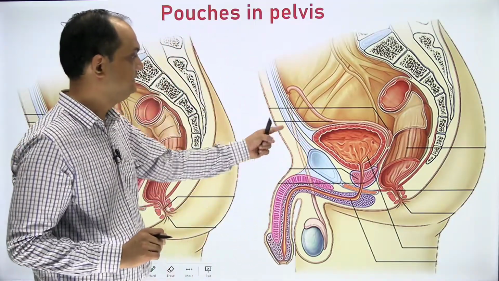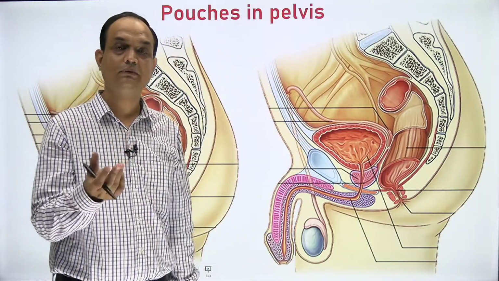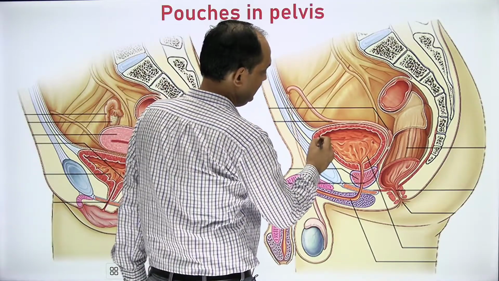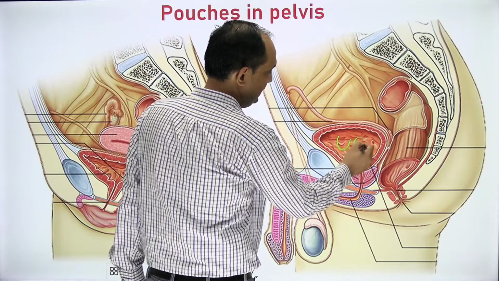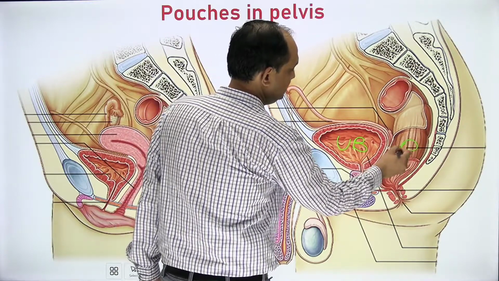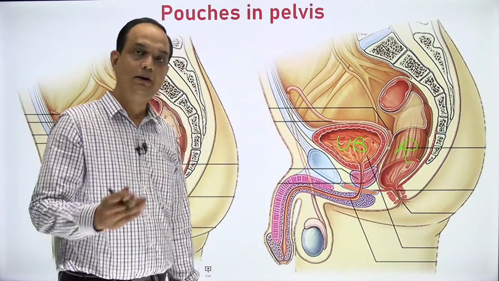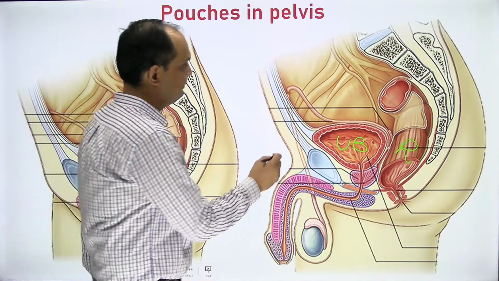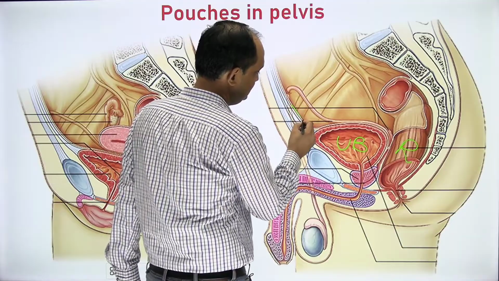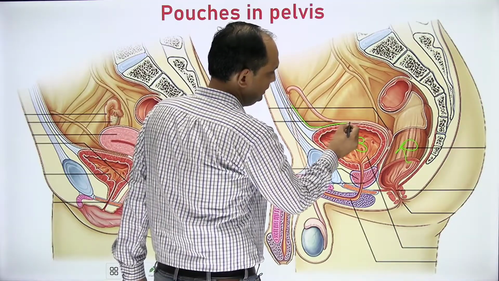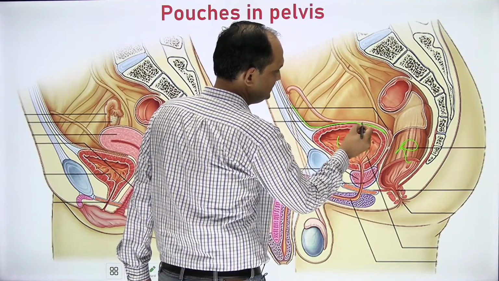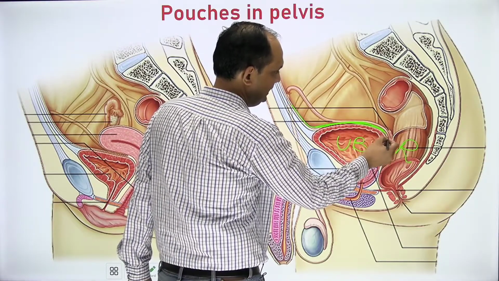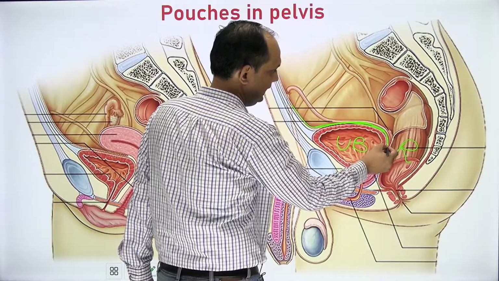Now, here first we will see the male. So, in the case of the male, in the pelvis you have only two organs. Anteriorly you will have the urinary bladder, and posteriorly you have the rectum. In between them you have a fold of peritoneum. Now, here you can trace, this is the fold of peritoneum. This fold of peritoneum is covering the superior surface of the urinary bladder of the male, and then it is passing behind the urinary bladder.